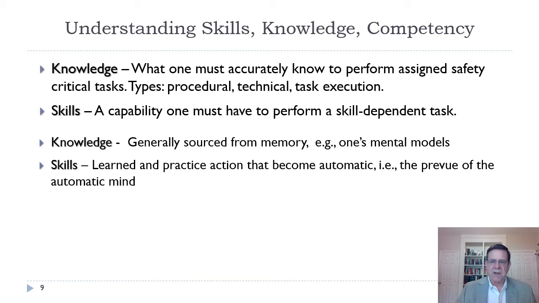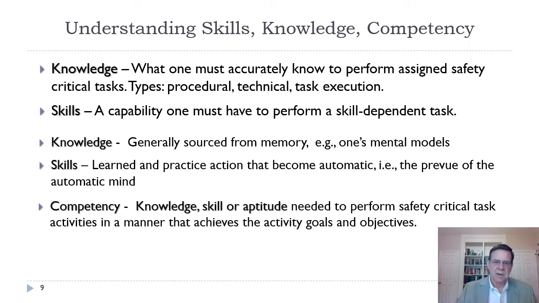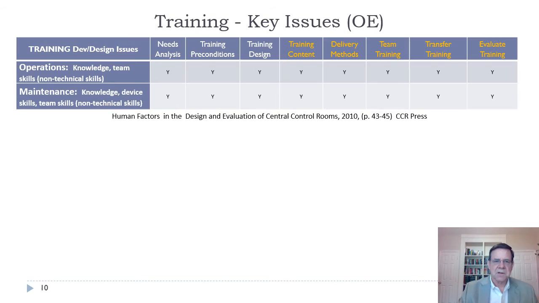And skill is that thing we actually have to learn through practice, and that's an automatic process. And then we talk about competency. We're talking about these very explicit knowledge, skills, or aptitudes that are required to be successful in performing a safety critical task.